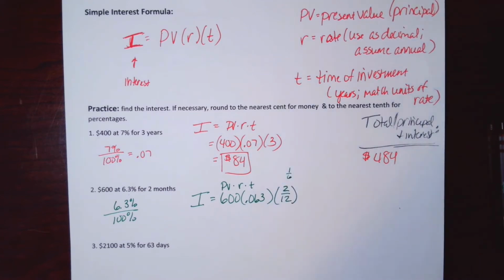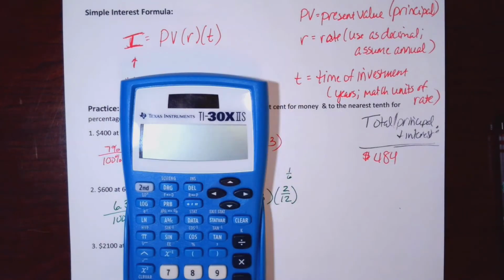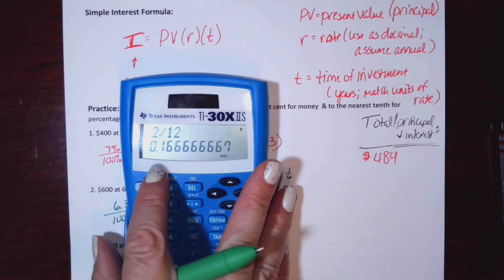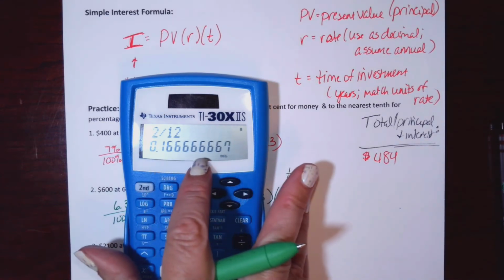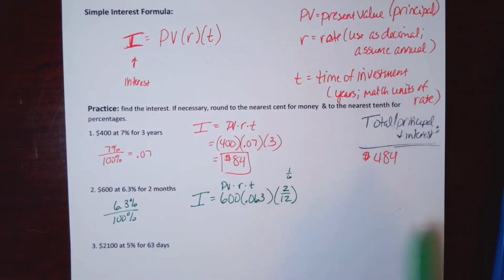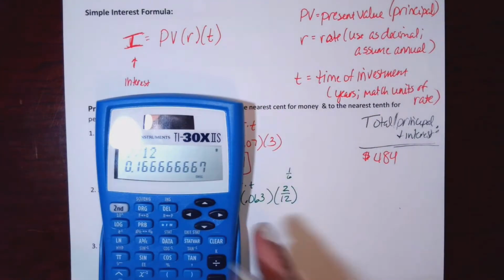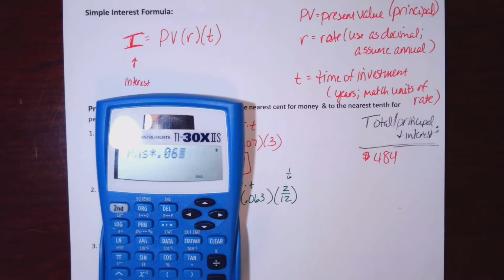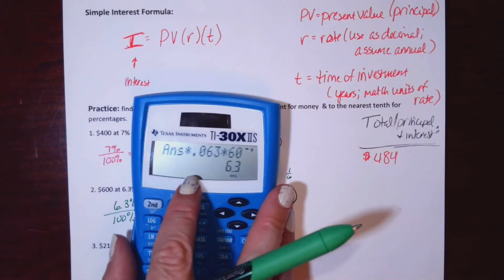What I do not want to do is round it off. If you plug that into your calculator and you say 1 divided by 6, or if you say 2 divided by 12, you get a repeating decimal, 0.16, and then 6 repeats forever. If I round that off, I've just changed my result. Do not round that off. So right here I've got my 2/12ths or 1/6. I'm just going to push times 0.063 times my investment of 600, and I get my result.